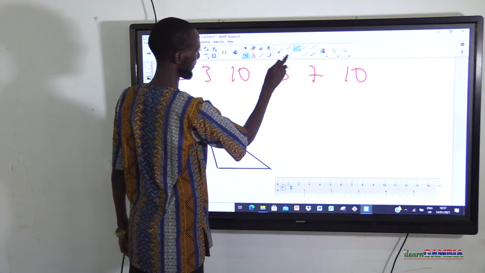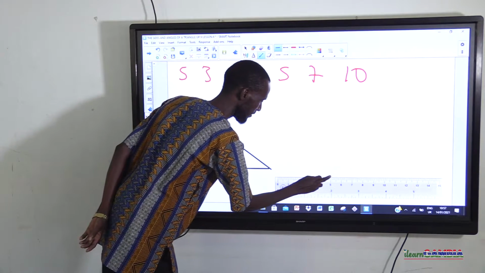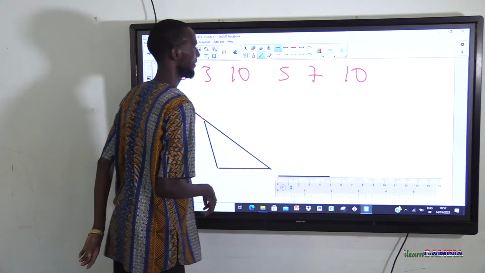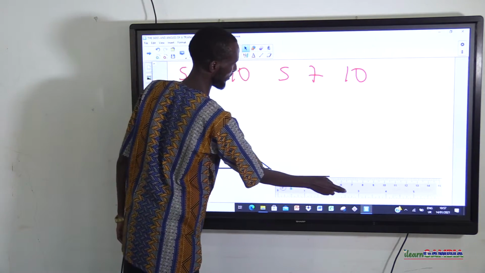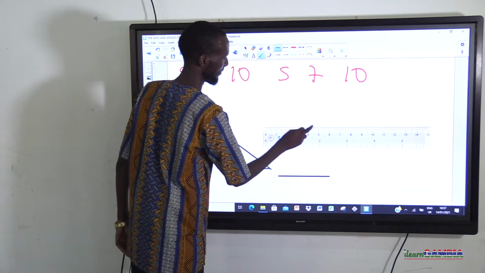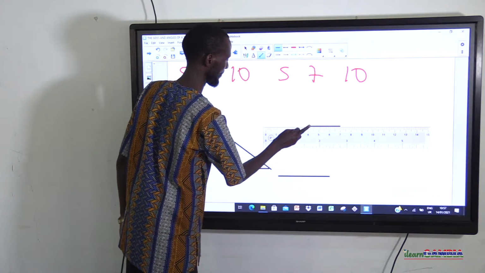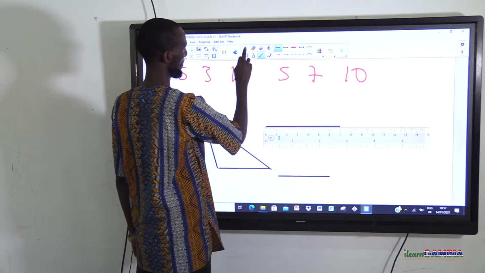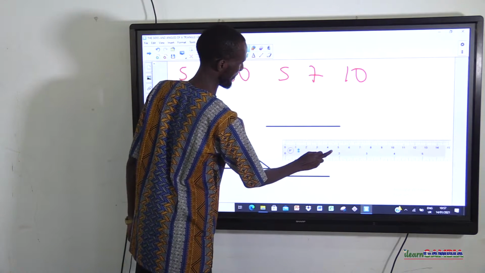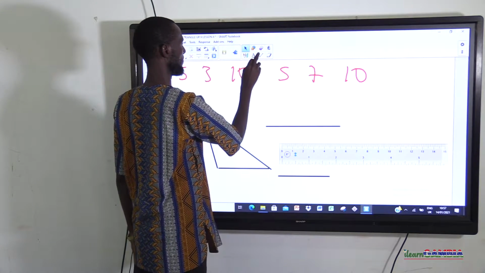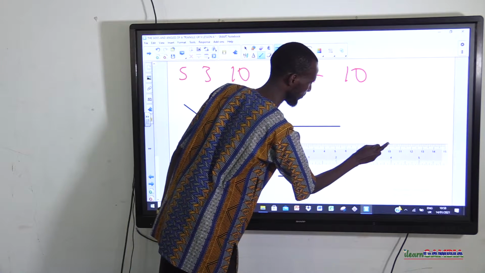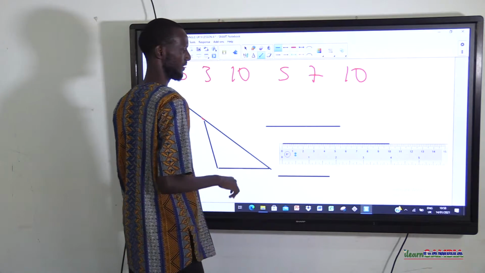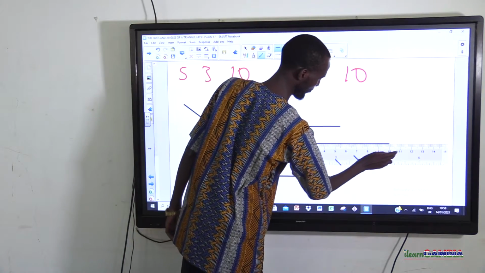Let's measure 5 centimeters. This is 5. Okay. Then, next I need to measure 7 centimeters. 7 is right here. That is 7. And then I need the 10. 10 would be from this point here right down to here. That is 10. Fine. So now I run the ruler again.